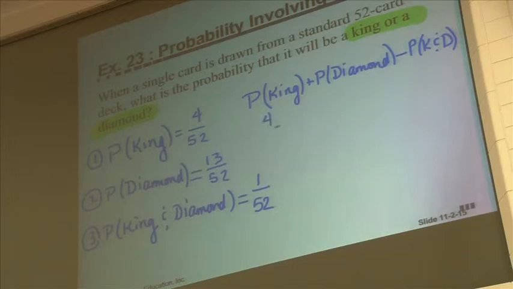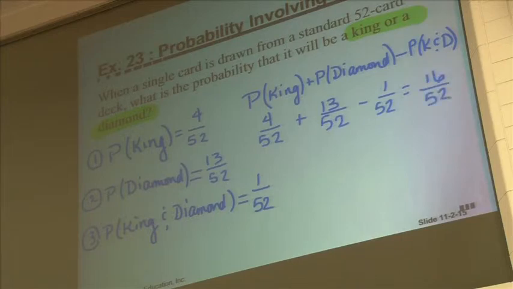So this becomes 4 out of 52 plus 13 out of 52 minus 1 out of 52. So 4 plus 13 gives us 17. 17 minus 1 gives us 16 out of 52. If you reduce that with your calculator, you get 4 out of 13. So again, you take the probability of the first occurrence plus the probability of the second occurrence. You have to subtract away the part that's in common. Otherwise, you're double counting.